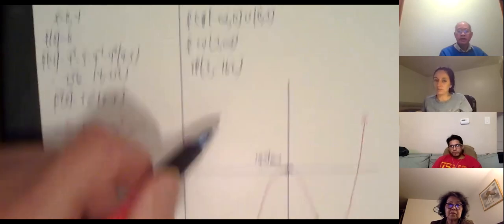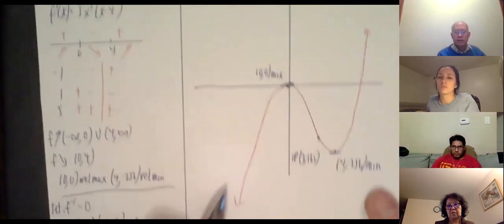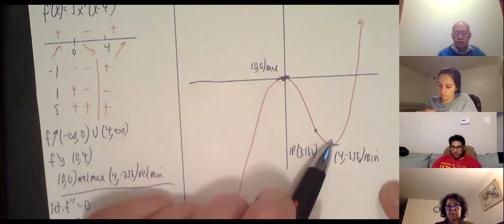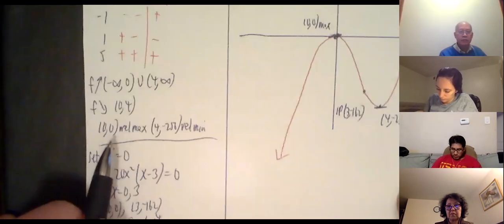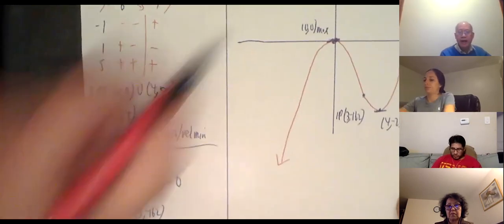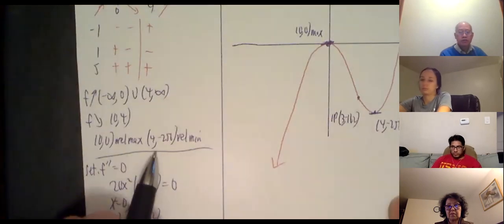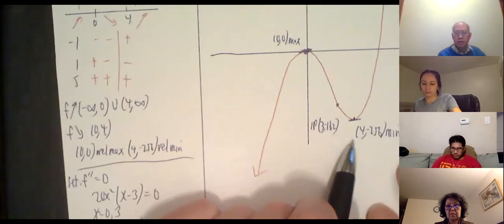Okay, so now we have the entire graph. We already know increasing, decreasing, increasing. I got that from the first derivative. A relative maximum at 0, 0, relative minimum at 4, comma, negative 256.